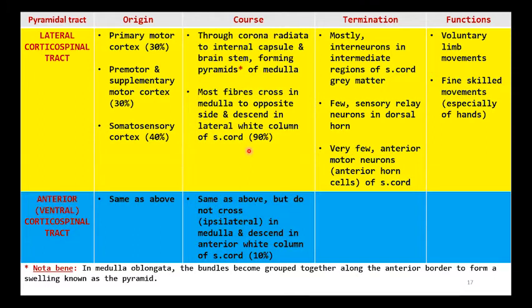So 90% of the fibers of the lateral corticospinal tract decussate, and the remaining 10% remain ipsilateral. The origin is the same, and the site for termination is the anterior horn cells, the anterior motor neurons of the spinal cord. As far as the functions are concerned, the functions are also very identical to that of the lateral corticospinal tract. So these are the pyramidal tracts. Whenever we use the term pyramidal tract, we are referring to these two pathways, the lateral and anterior corticospinal tract.